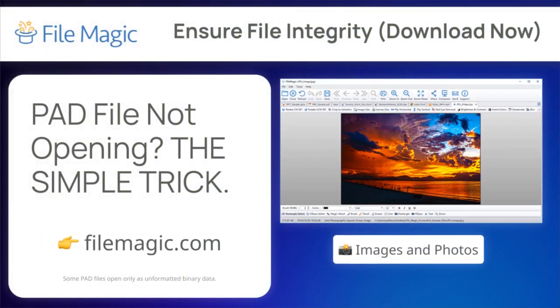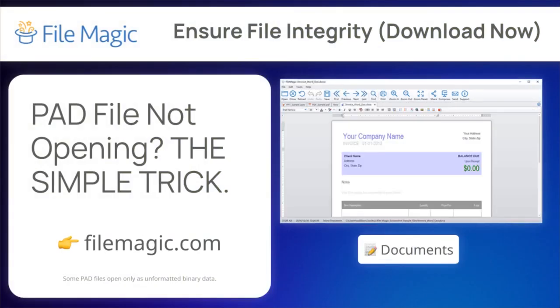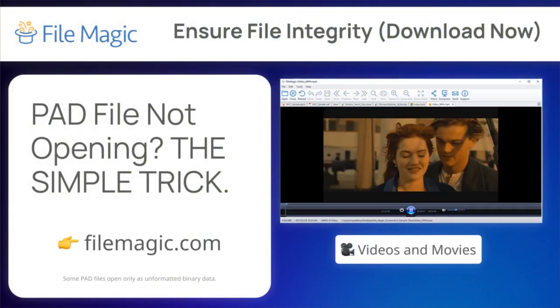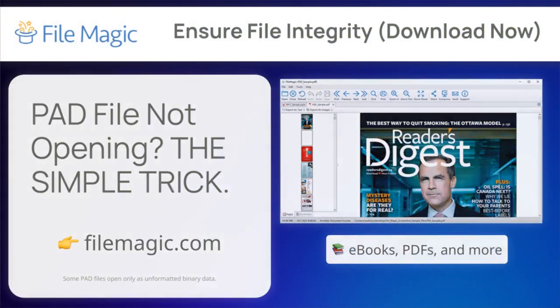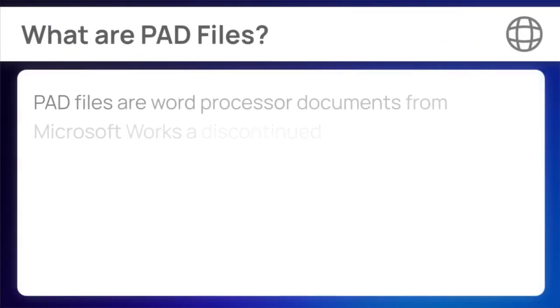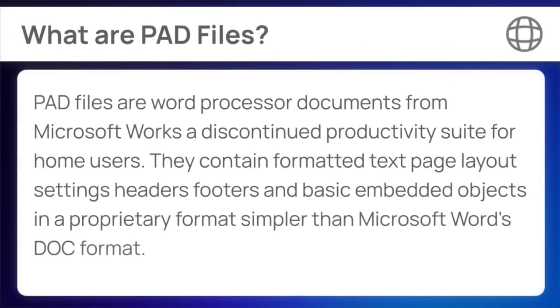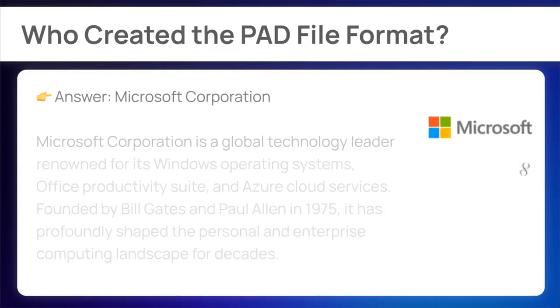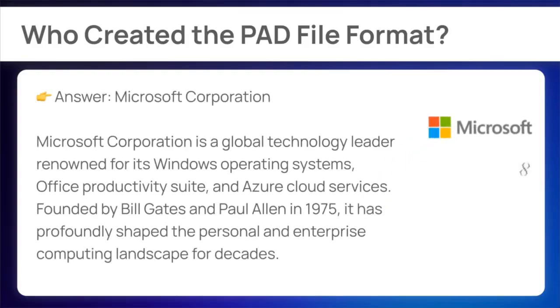We will prove that a single quality PID file inspection program is sometimes all you need for complete mastery over various file types. PID files are word processor documents from Microsoft Works, a discontinued productivity suite for home users. They contain formatted text, page layout settings, headers, footers, and basic embedded objects in a proprietary format, simpler than Microsoft Word's doc format.